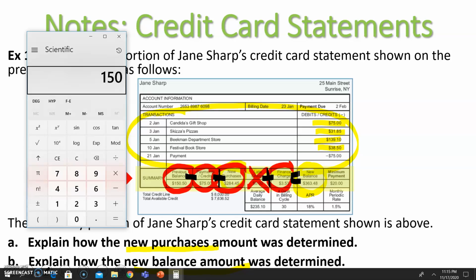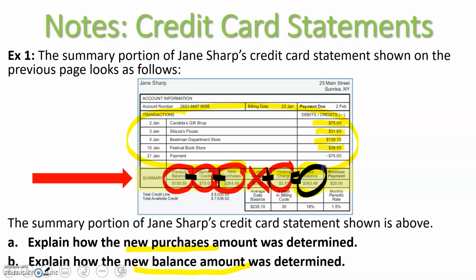So we'll start with the $150.50. We're going to take away the $75 we paid. We're going to add on the new purchases, the $284.45. And then we're going to add on our interest, which is the $3.53. And we can see that our new balance is $363.48, and that does in fact match what we see here. So we found the new balance amount by taking away the payments, adding on the new purchases and the finance charge to the previous balance.